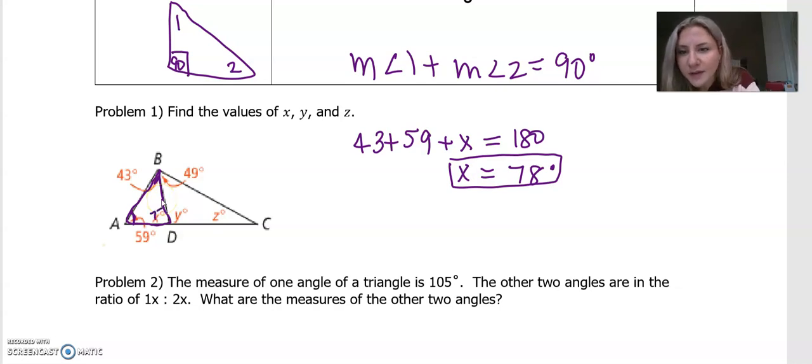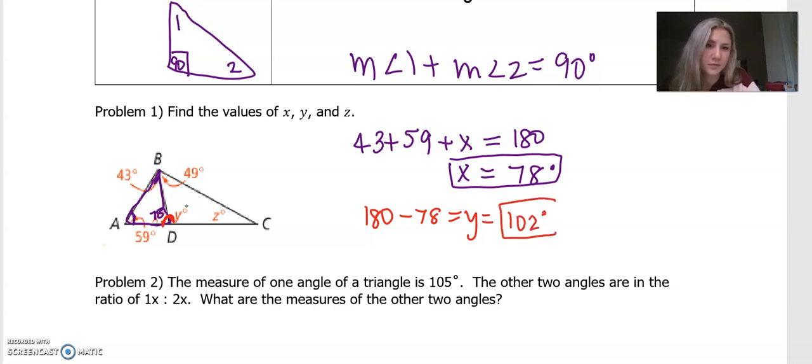Right here now I know that this is 78 degrees. We can go a couple different places from here. What I notice is I've got a linear pair right here. We know if I have a straight line, the degrees on a straight line is 180. So if I take 180, subtract 78, that's going to give me y, which is 102. Okay, so this straight line has to equal 180. If I know a piece of it's already 78, part plus another part equals the whole. So I could do 180 minus the 78 to give me the other piece that's left over.